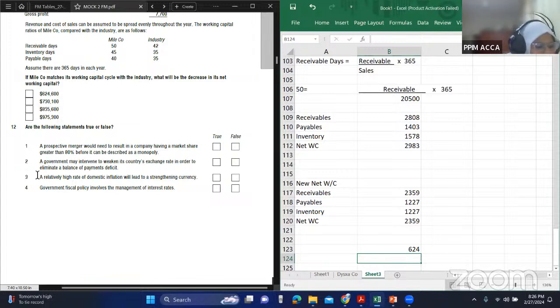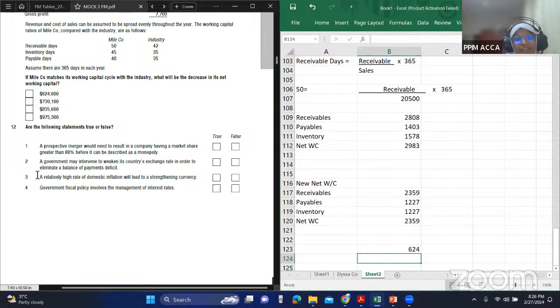A government may intervene to weaken its currency exchange rate in order to eliminate a balance of payment deficit. Okay, so balance of payment deficit means your imports are greater than your exports. If we weaken our currency's exchange rate, then think about it. Let me put it the other way around, the export will become more feasible, because the country's currency is weak. If you export it to a foreign country, then the amount that they send, let's say they send in dollars, when you convert it, you will get more rupees.